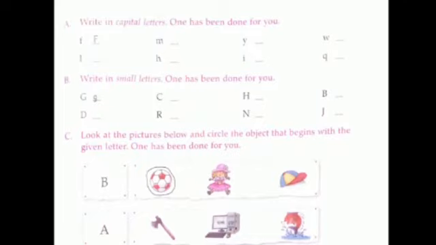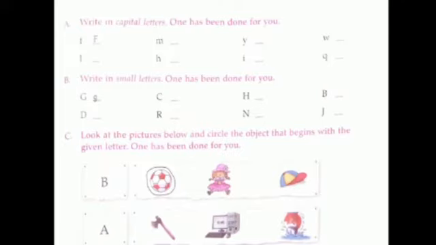Okay. Now section B, that is write in small letters. One has been done for you. Look at here. Here some capital letters are given. You just have to write the small form of those capital letters. Okay. So G is first, G is in capital form and small g was already written.